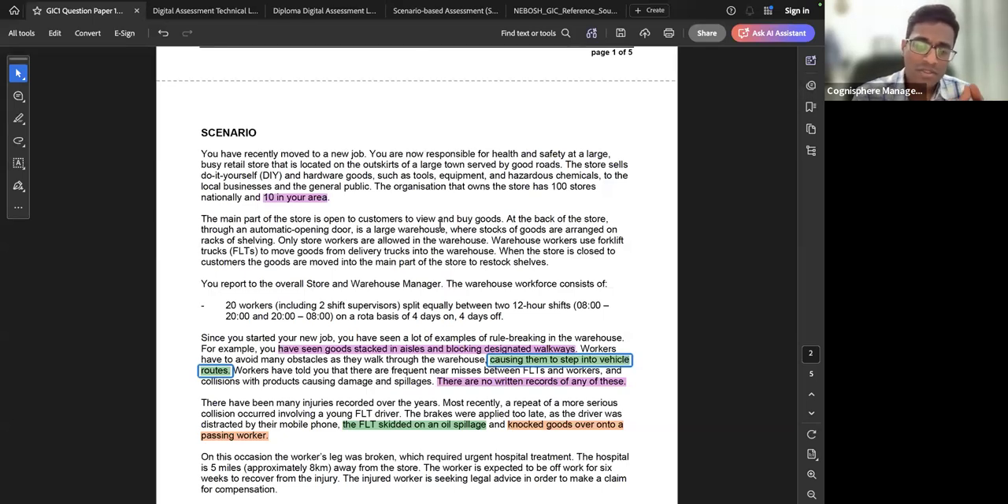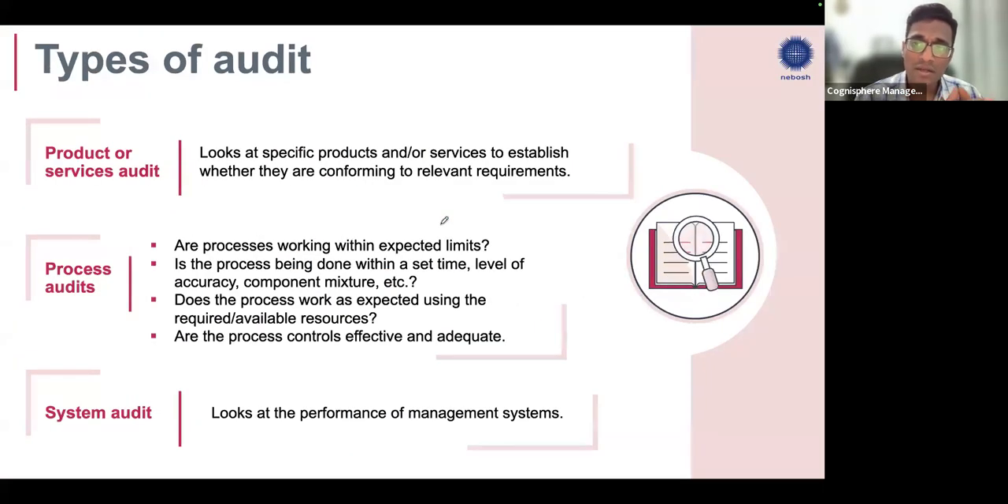Likewise, for this organization, they have other departments. Let's say the office administration department, or the office cleaning or housekeeping department. So every department will have a process. The process will tell what they do.